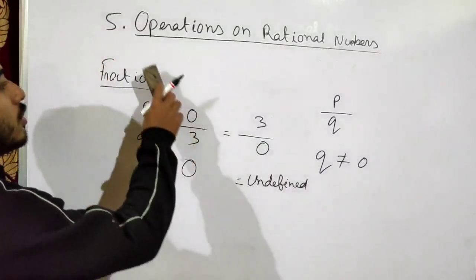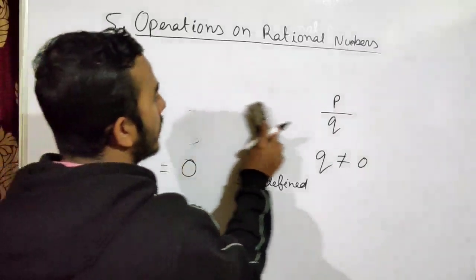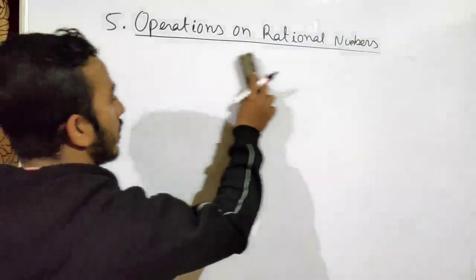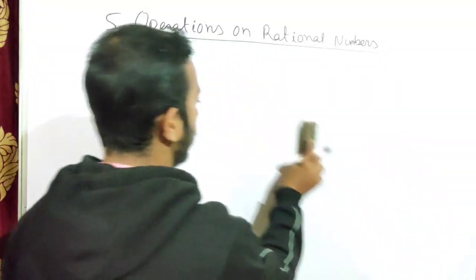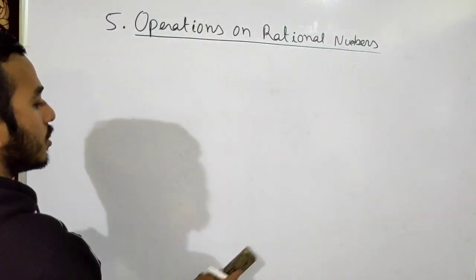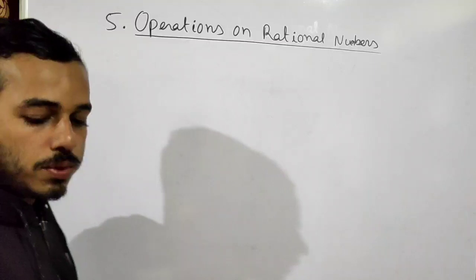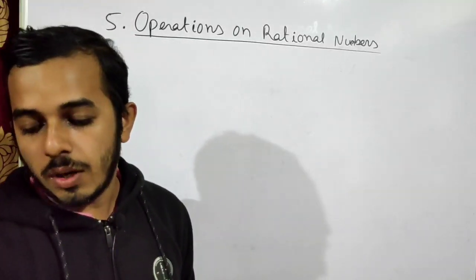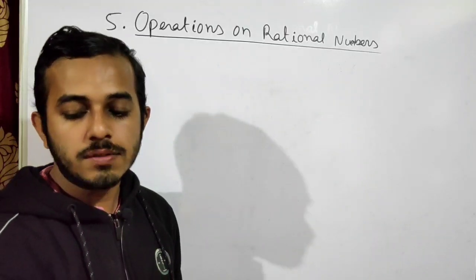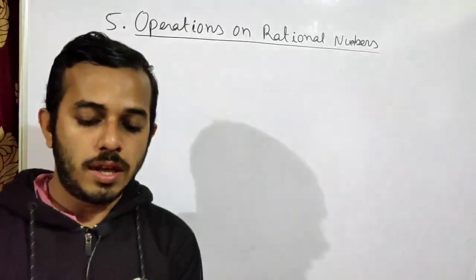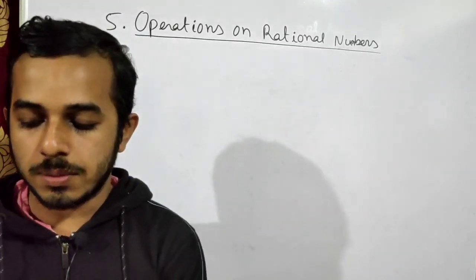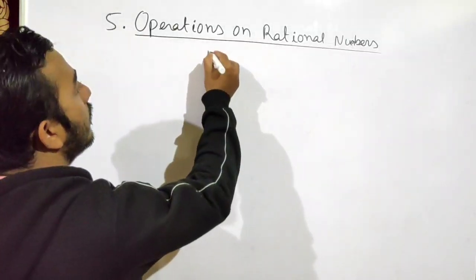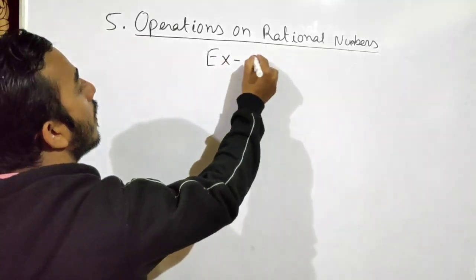So we will be starting with subtraction. That is, we will be subtracting the rational numbers. Clear? We'll be moving to exercise 5.2. Exercise 5.2 is based on the subtraction of rational numbers.